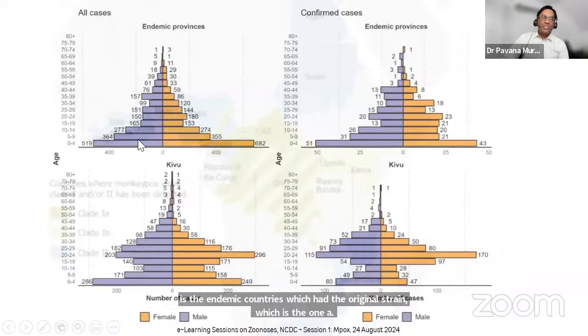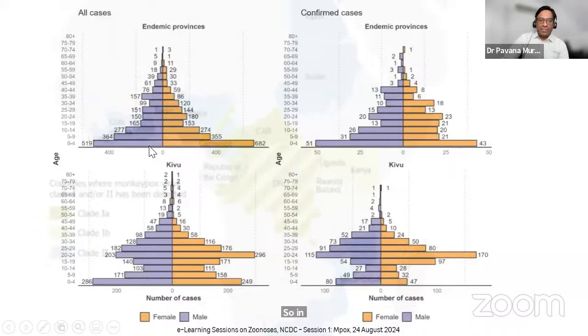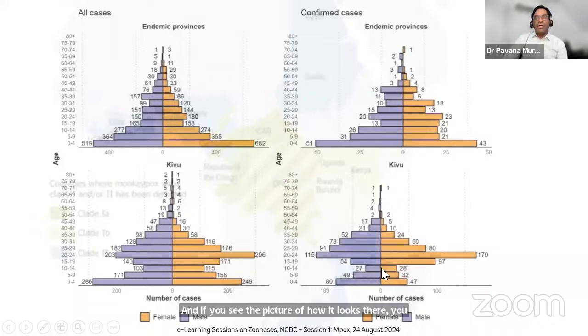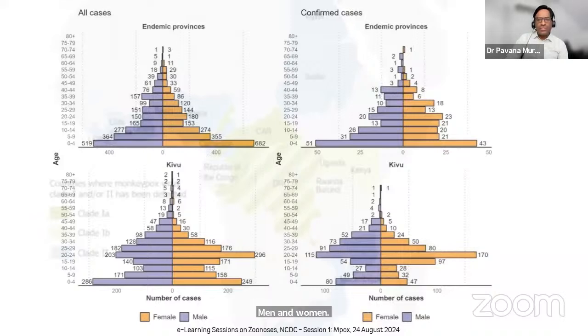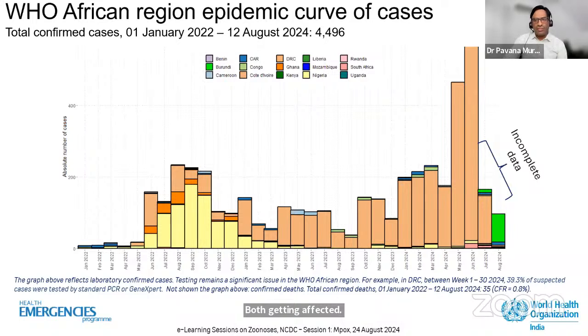So in DRC, you see that many children are affected in the original strain, that is the 1A. But the first cases of 1B started in Kivu. And if you see the picture of how it looks there, you see fewer children are affected, but it is more affected by adults, and both men and women are getting affected. So this is the picture we see here.